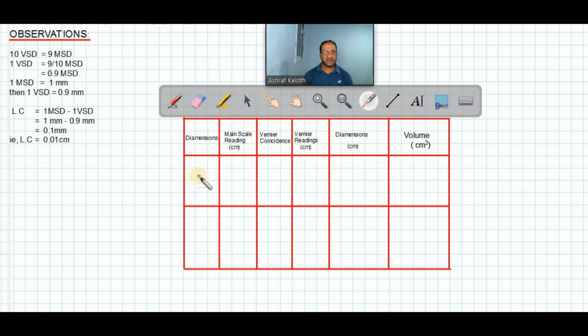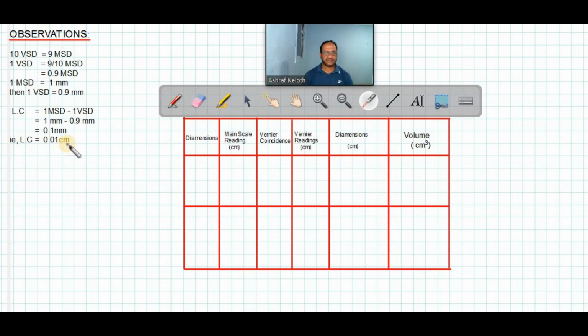First we'll calculate the inner volume of the beaker. Here we have the initial observations, that is 10 vernier scale divisions are equal to 9 main scale divisions, and 1 VSD, 1 vernier scale division is equal to 9 by 10, which is 0.9 MSD. 1 main scale division is 1 millimeter, so 1 VSD is 0.9 into 1 millimeter, that means 0.9 millimeter. Then the least count is 1 MSD minus 1 VSD, that is 1 millimeter minus 0.9 millimeter, that is 0.1 millimeter. It is the least count of the vernier calipers, and it can be written as 0.01 centimeter.